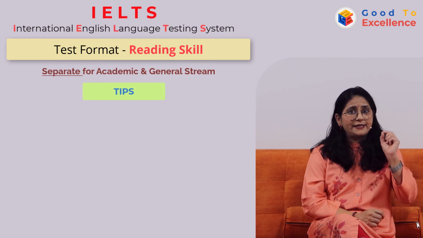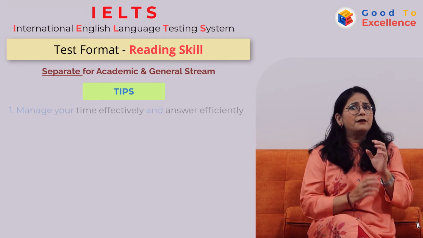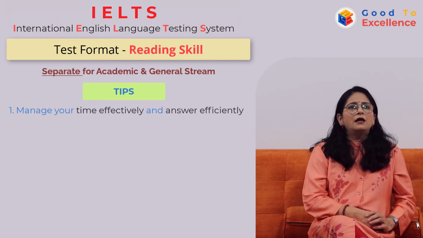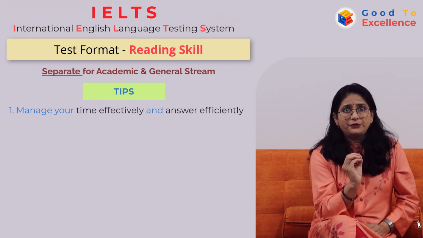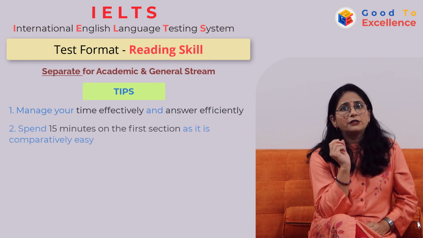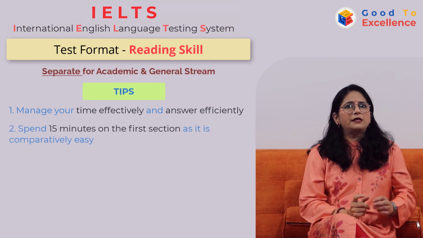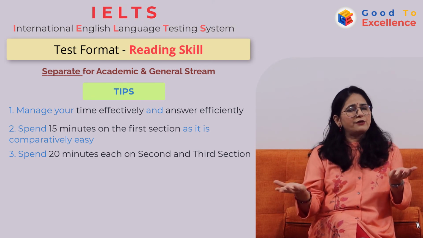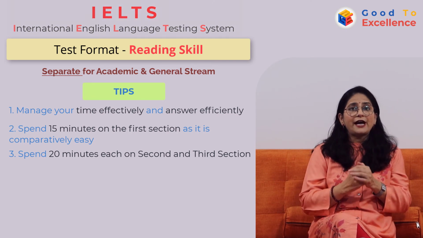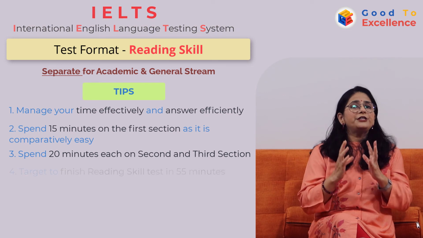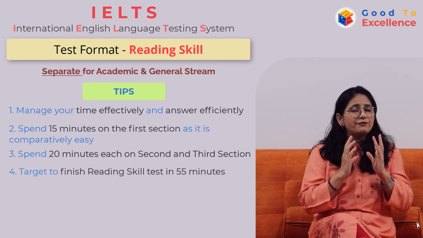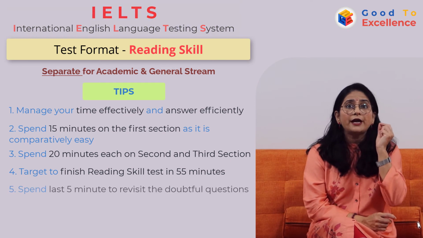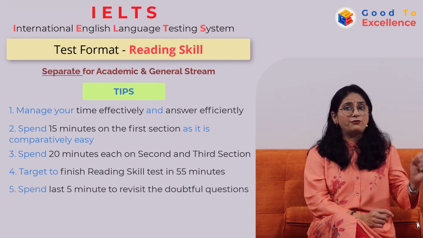As the test lasts for 60 minutes, manage your time effectively and answer efficiently. I would suggest you spend 15 minutes on the first section. You may spend 20 minutes on the second section and again 20 minutes on the third section. So that way, you will be able to finish your reading test in 55 minutes. So you will be left with 5 extra minutes which you can use to revisit the doubtful questions.